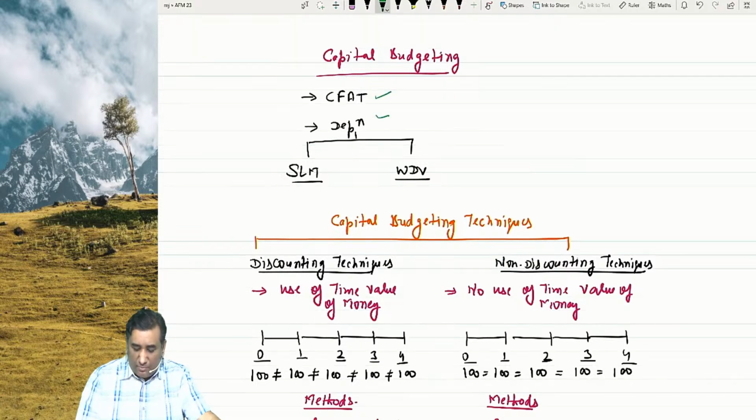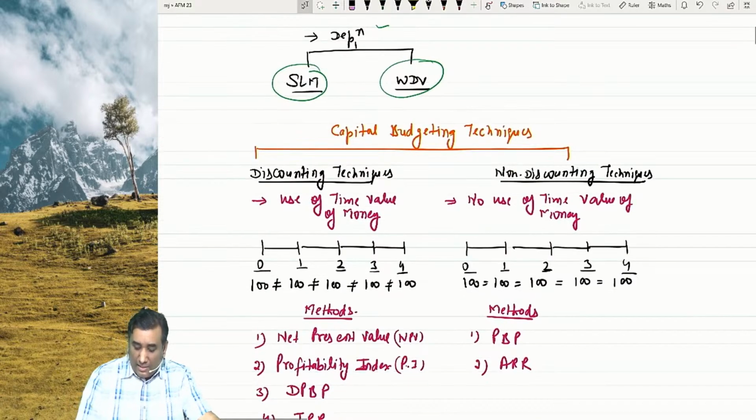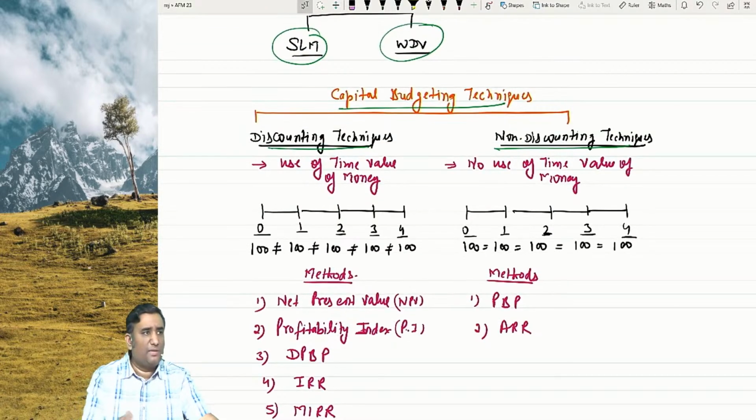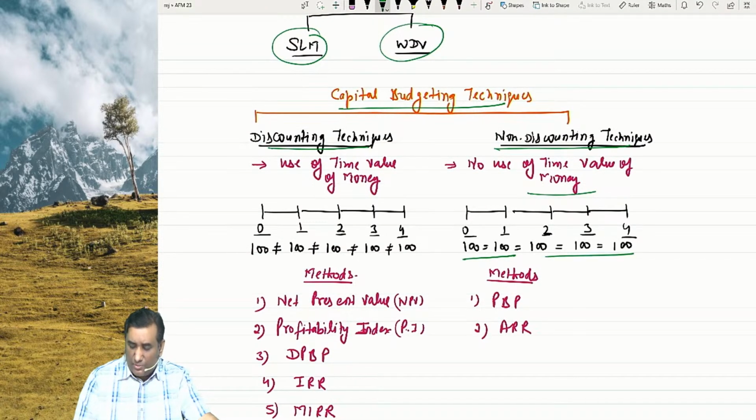CFAT and depreciation used to be important terms. Two methods of depreciation: WDV and the straight line method. Capital budgeting techniques: one was discounting, second one non-discounting. Non-discounting techniques are hardly used now. They were just part of the theory purpose in the inter level. Non-discounting means 100 rupees today will be 100 rupees every year. The methods were payback period and the accounting rate of return.